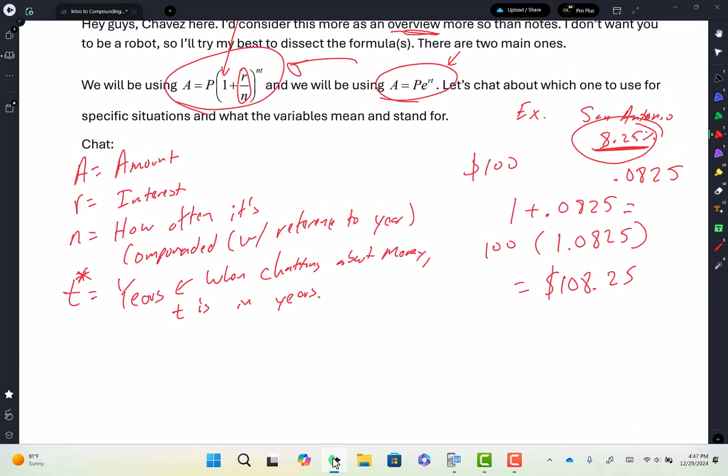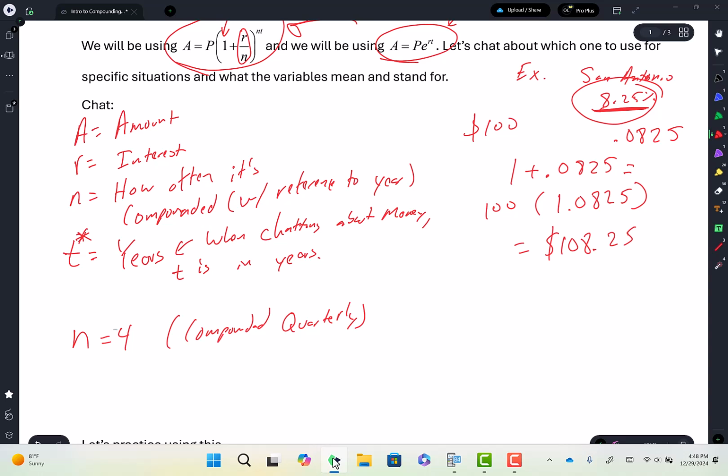And what can n be? Well, how often it's compounded. If it says the word quarterly, that means n is 4. So if n equals 4, that means compounded quarterly, because you've got 12 months in a year, and if it's compounded quarterly, that means every 3 months, a quarter. Compounded quarterly in a year means you have 4 quarters, which completes your whole year.